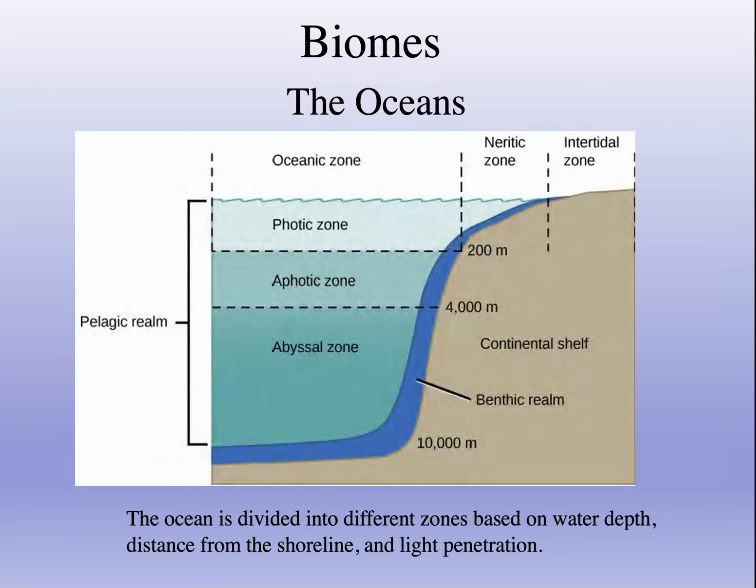In the oceans, there are different zones that are divided based upon the depth of the water, the distance from the shoreline, and most importantly, to me anyway, the ability for light to penetrate the surface, how deep it can go down. So where production can occur, where photosynthesis can occur, is in the photic zone at the surface of the oceans. And the depth of the photic zone can change a little bit depending upon how clear the water is.